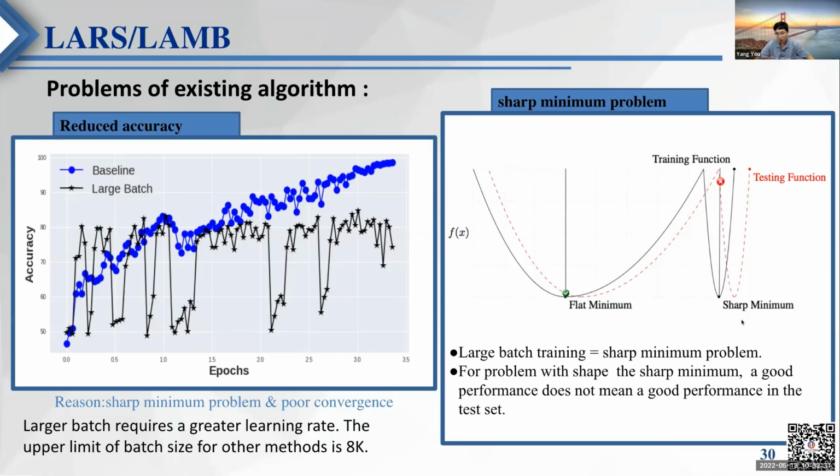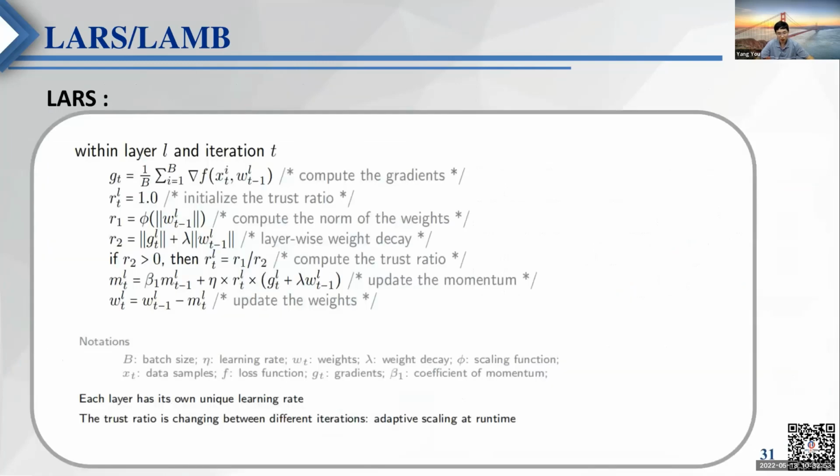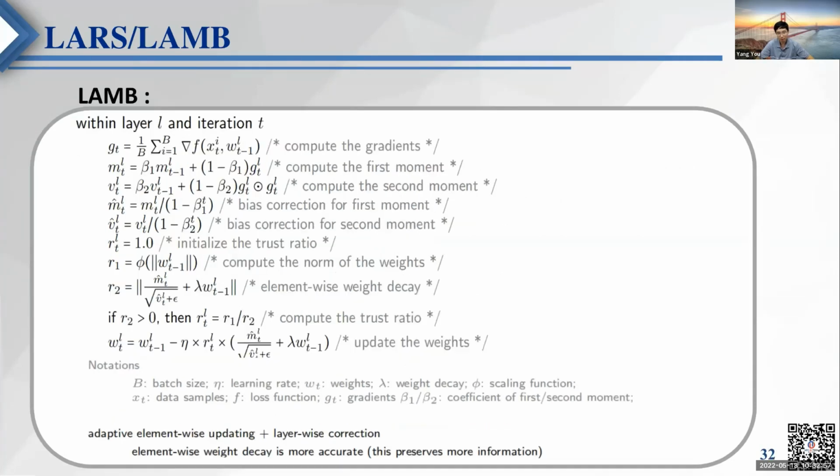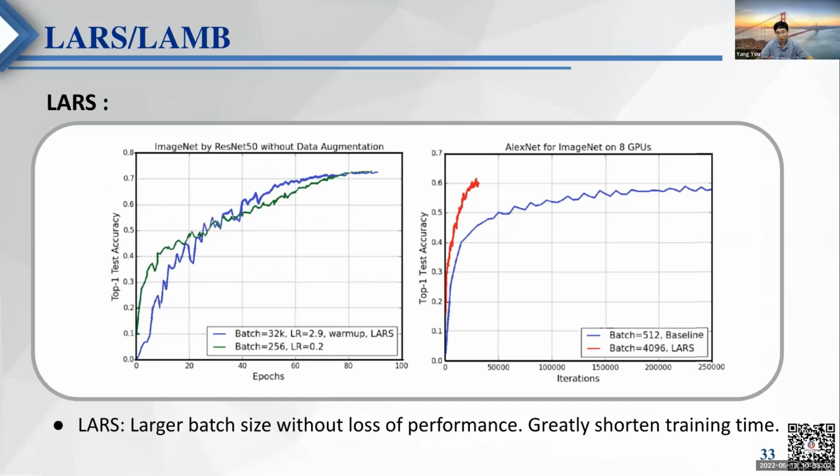Because we don't want to converge to a sharp minimum. For a sharp minimum, even if we can get a good training accuracy, our testing accuracy is very low. That's why with the naive approach, we increase the batch size, but we lose accuracy even if we train the same number of epochs. Previously, I proposed the LARS and LAMB algorithms. Basically, we have a very good implementation of LARS and LAMB in Colossal-AI.